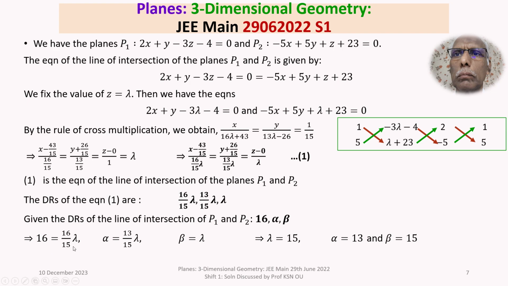The value of lambda we got. So substitute in alpha. Then you will get 13 by 15 into 15, that is 13. And beta is equal to lambda, lambda is equal to 15, that is beta is equal to 15. What do we want to find in this question? We want to find the value of alpha plus beta. Therefore, alpha is 13, beta is 15. Alpha plus beta is equal to 13 plus 15, which is 28, and that is the answer to this question.